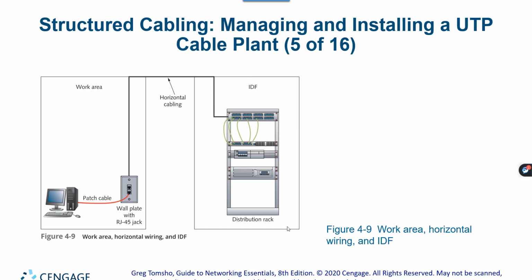So here is the work area here. So the work area ends at this wall jack. This horizontal cabling goes from the back of the wall plate across the ceiling or the floor and all the way to the intermediate distribution frame, which is going to be on the same floor as the work area.